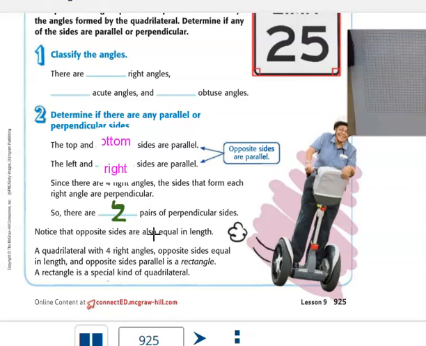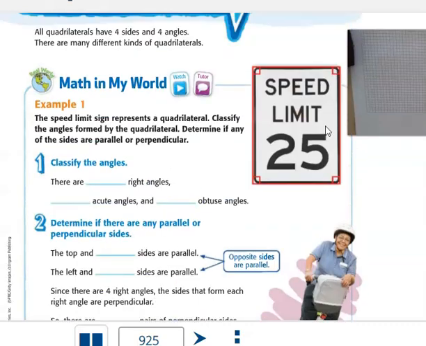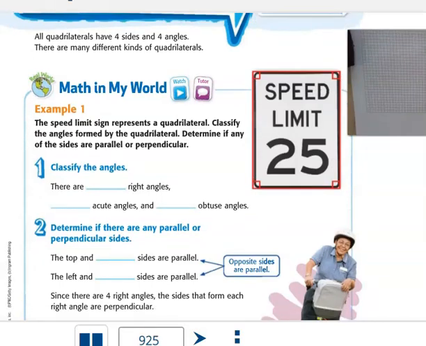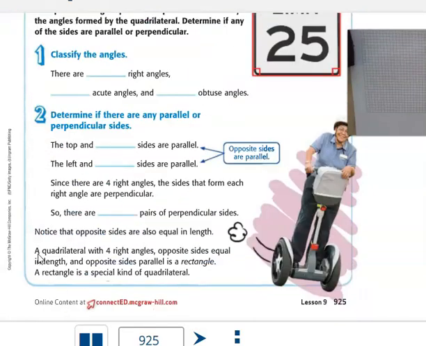Notice that opposite sides are also equal in length. So if I go up to the shape, this side and this side are the same length. This side and this side are the same length. That's what that's saying down there. A quadrilateral with 4 right angles, opposite sides equal in length, and opposite sides parallel is a rectangle. A rectangle is a special kind of quadrilateral.